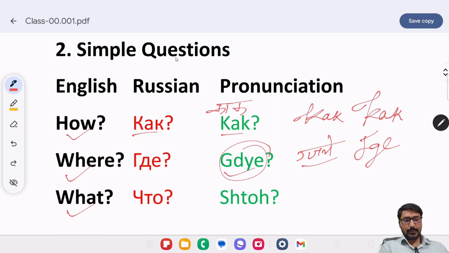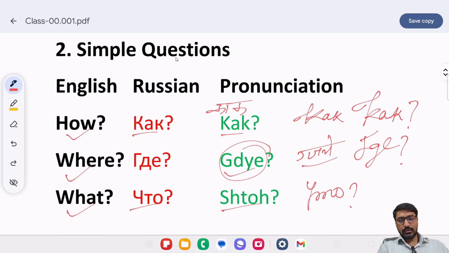Another one is what. So what means kya. How are we writing it in Russian? Sto. So these are small questions: what, how, where, what, как, где, sto. Let's move to another page.